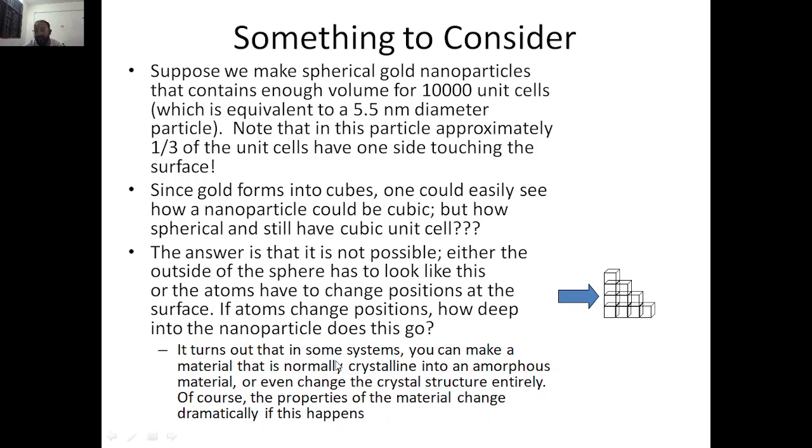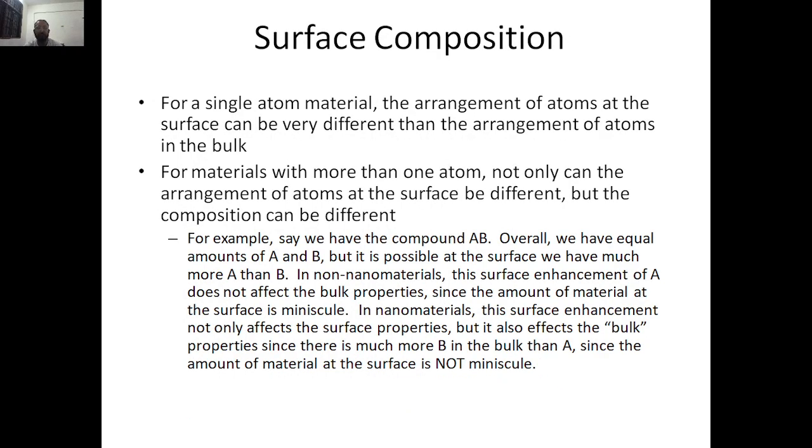It turns out that in some systems, you can make a material that is normally crystalline into an amorphous material, or even change the crystal structure entirely. Of course, the properties of the material change dramatically if this happens. So here we are saying, if the particles are spherical, cubic or any shape, every shape gets a different surface area, and that surface area will give you different properties, and those different properties will lead to different applications. That's why the surface plays a very important role.